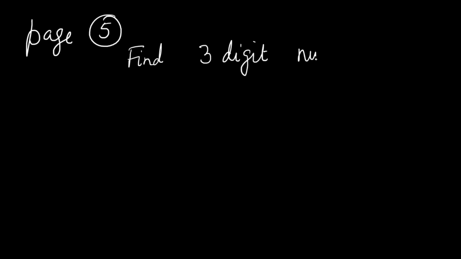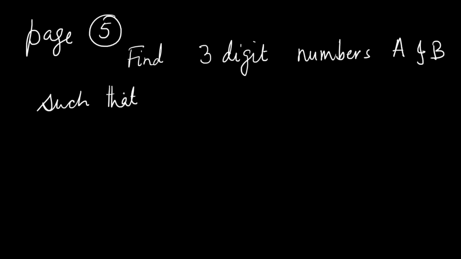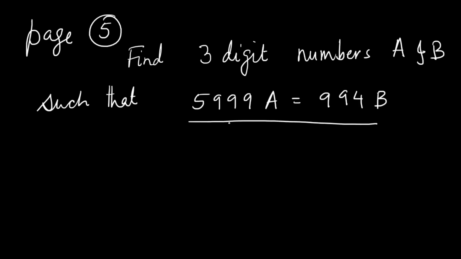On page 5 is another interesting example. I'm not even going to state the example, but somewhere towards the end the solution reaches this stage, and that's where I want to pick up. One has to find 3-digit numbers A and B such that 5999A is equal to 994B. Let's see how the solution proceeds from this stage.